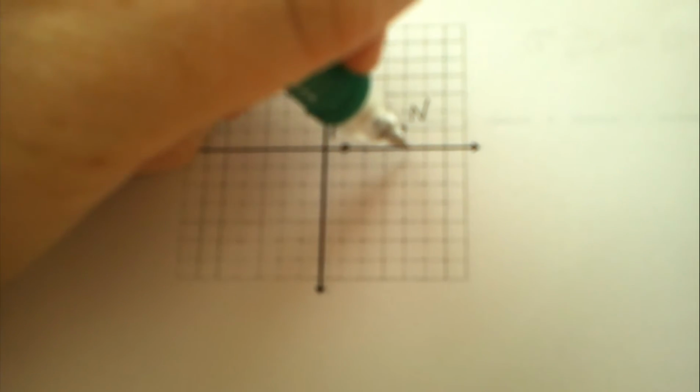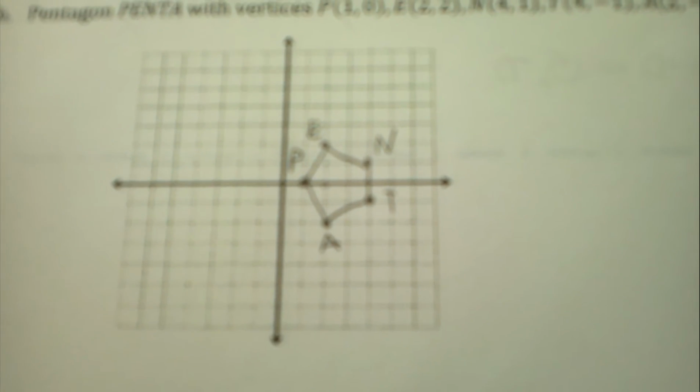Okay, we're going to do the same thing here with number 5 with a pentagon. So let's plot our points. P is 1, 0. E is 2, 2. N is 4, 1. T is 4, -1. And A is 2, -2. Connect them. And we get this little pentagon right there. And our translation vector is -5, -1.